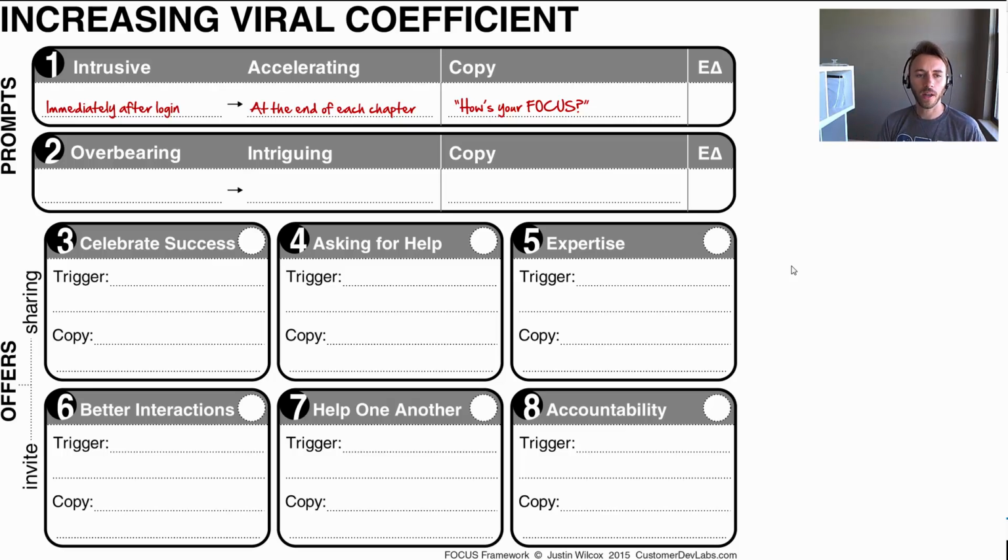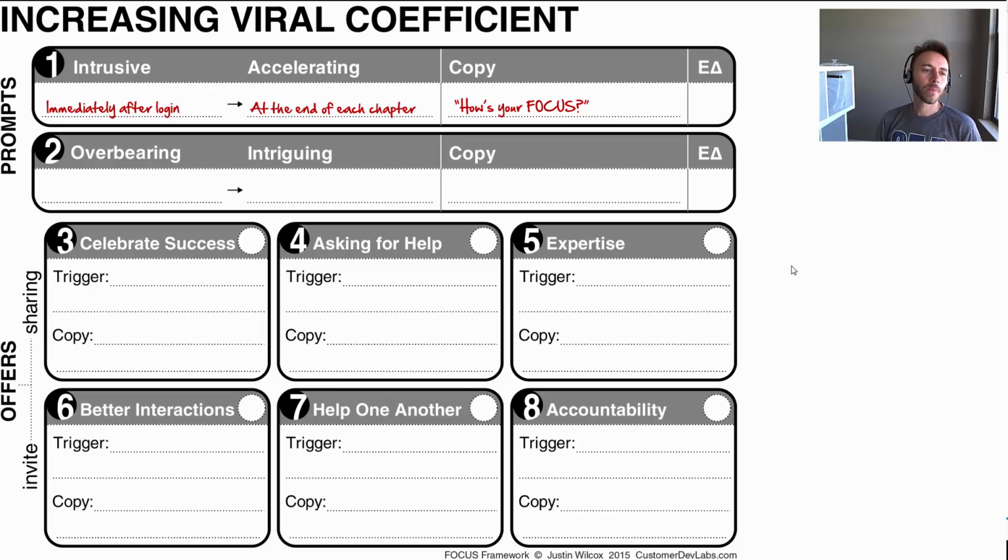So this is the trigger, when this is going to happen, thinking about it in an accelerating way, and then the copy, what copy is going to elicit something that's going to help someone solve a problem. Notice this copy isn't saying something like, hey, please share this with your friends. It's focused on the actual customer, and it's focused on helping them solve their problem, asking the open-ended question, simply, how's your focus?